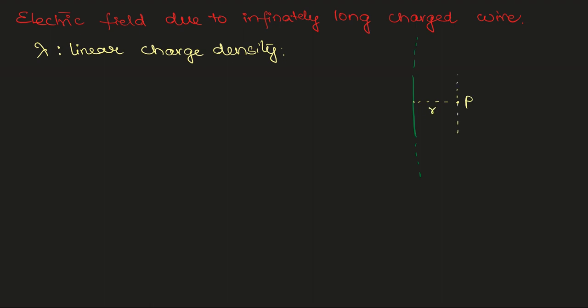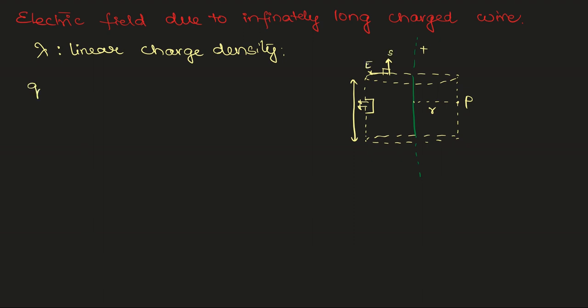Here, we'll construct a Gaussian surface. Let its length be L and its radius be R. I am assuming it is a positively charged wire, so the electric field is radially outwards. For the curved surface, electric field and area vector are parallel to each other. But for the end caps, electric field vector and area vector are perpendicular to each other.